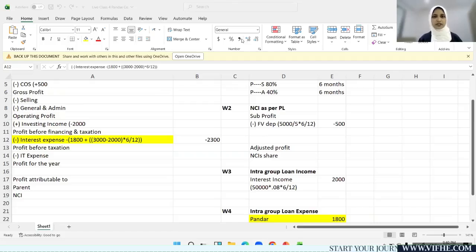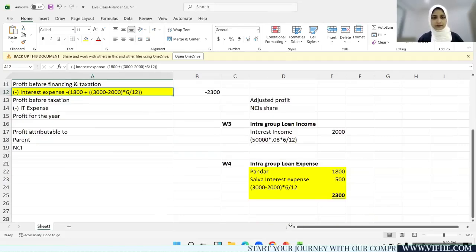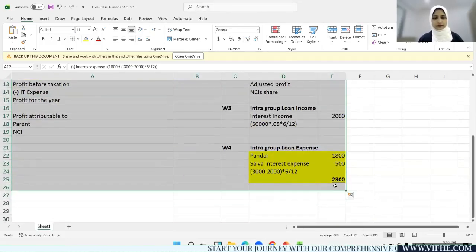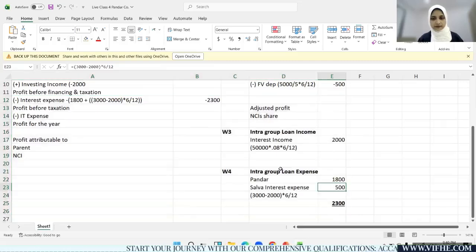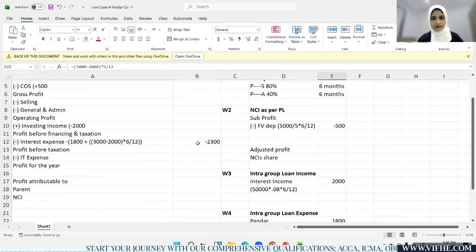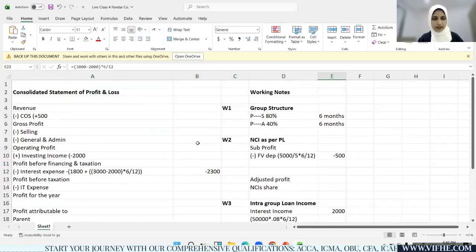Okay. So, I'm going to proceed now. Now, let's read the next adjustment.